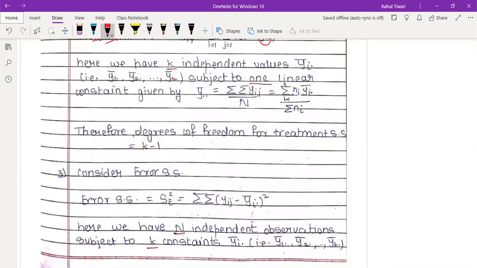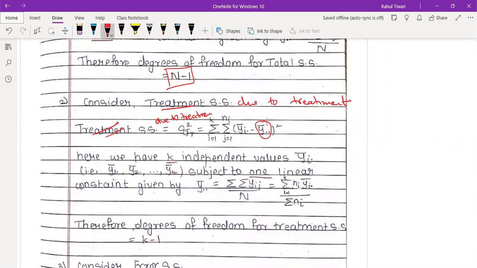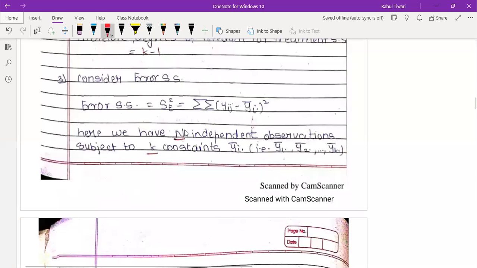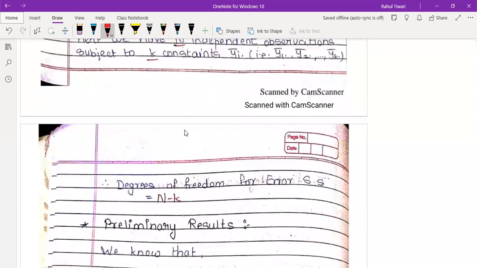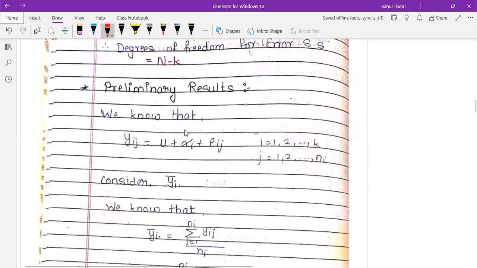Once you know these two degrees of freedom, it is very easy to find the remaining degree of freedom, which is this minus this, which is n minus k. So you will get n minus k. Knowing the total and one thing, one can find the remaining thing. That is the way you can always find the degrees of freedom.